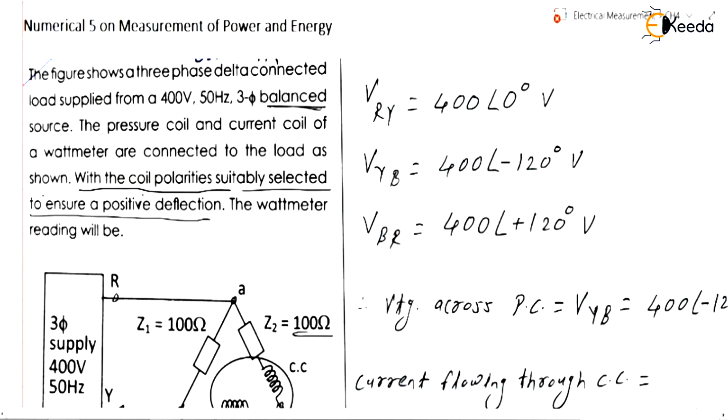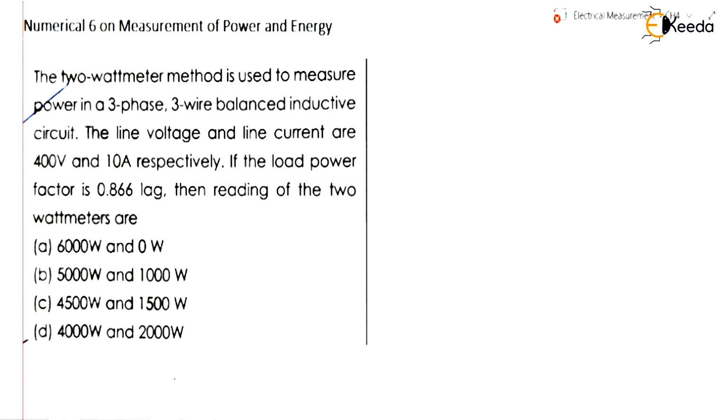So friends, this was question number 5. We are going to discuss numerical number 6 on measurement of power and energy. Let us read the numerical. The 2 wattmeter method is used to measure power in a 3-phase 3-wire balanced inductive circuit. The line voltage and line current are 400 volt and 10 ampere. So VL is given, IL is given. If the load power factor is 0.866 lagging, then the readings of the 2 wattmeters are, and they have given 4 options. So here our task is to find W1 and W2.